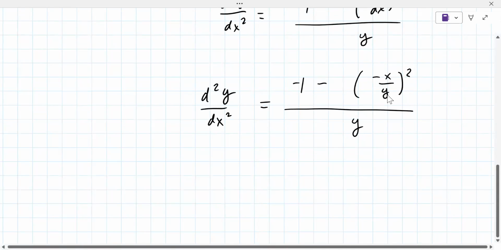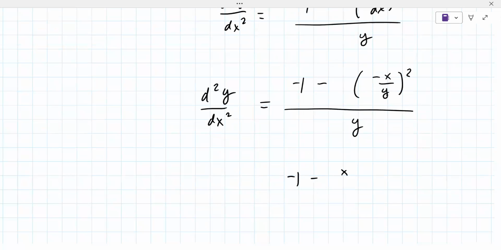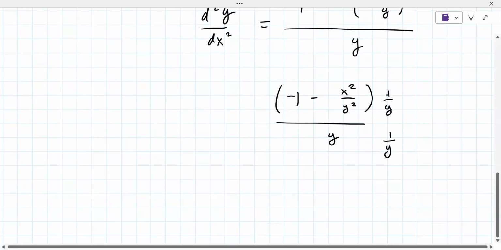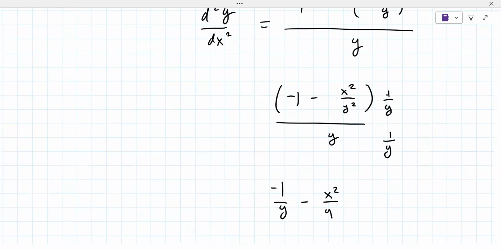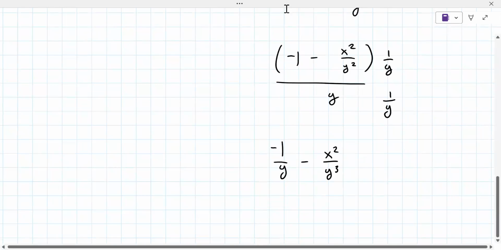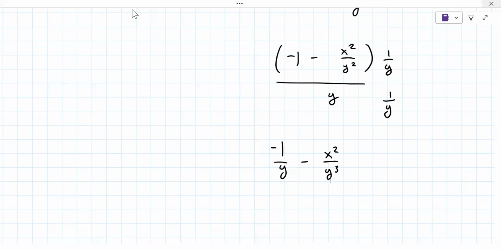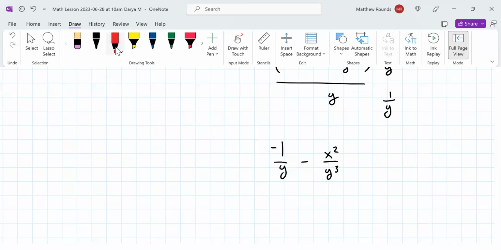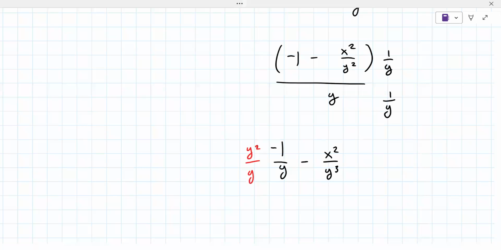So we have to square the top, square the bottom. So this becomes -1 minus x squared over y squared, over y. 1 over y, 1 over y, like that. And so this becomes -1 over y minus x squared over y cubed, like that. And then I suppose you could make a common denominator here, making that y cubed on the bottom, multiplying top and bottom by y squared.